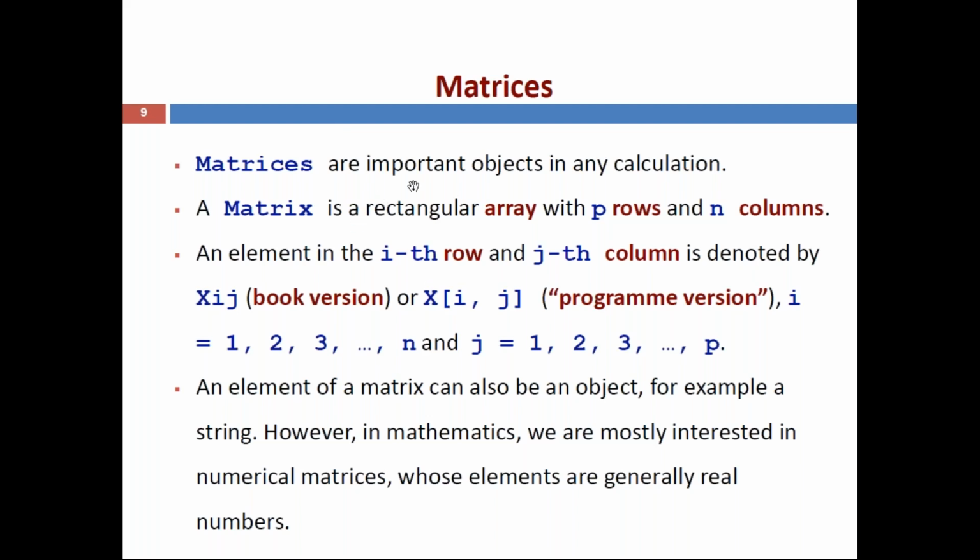So matrices are important objects in any calculation. A matrix is a rectangular array consisting of a number of rows and number of columns. Here let us assume a matrix with p rows and n columns. Now the elements in the matrix are denoted. An element in the ith row and jth column is denoted by the matrix name suffix ij with no space, x suffix ij.